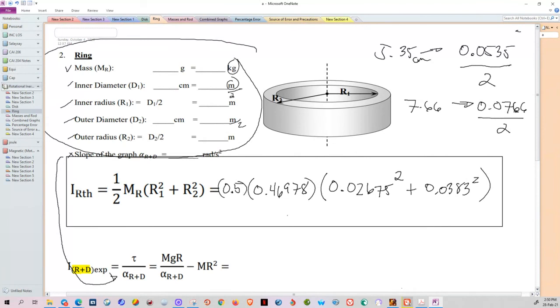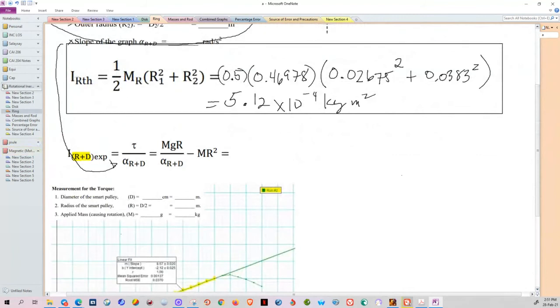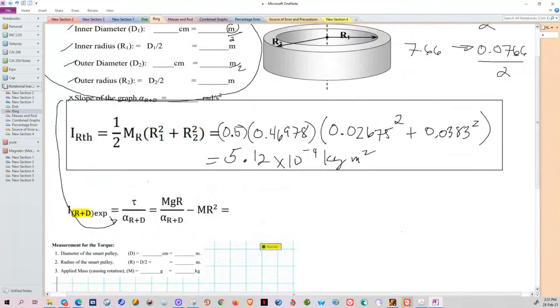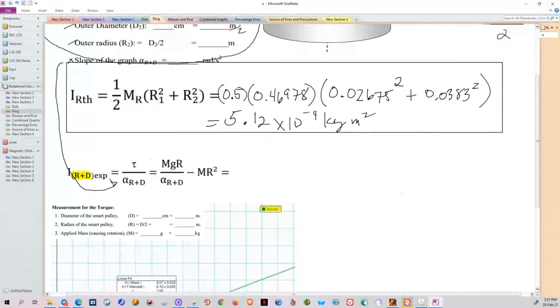Okay, let's take your answer. Maybe it's correct, maybe it's not. Let's take it: 5.12 by 10 raised to minus 4 kilogram meters squared. Now, in order to calculate the inertia by experiment, we will take the slope and then divide torque over slope, alpha. Or simply, we will use the same value for mass.